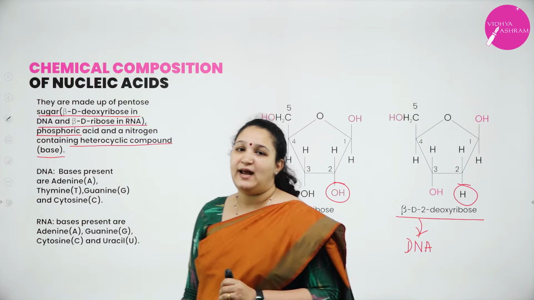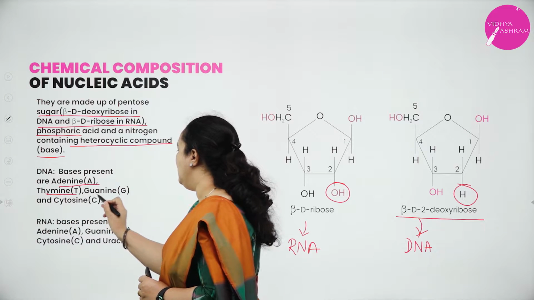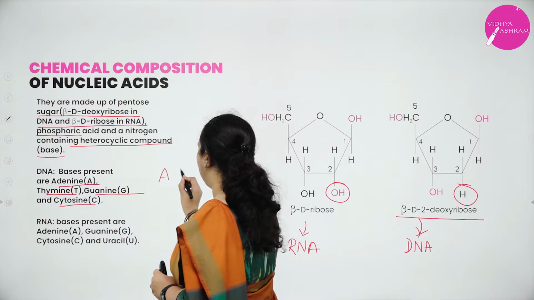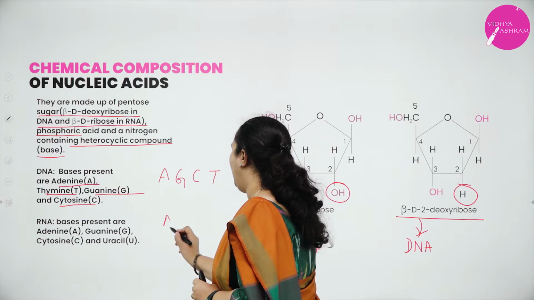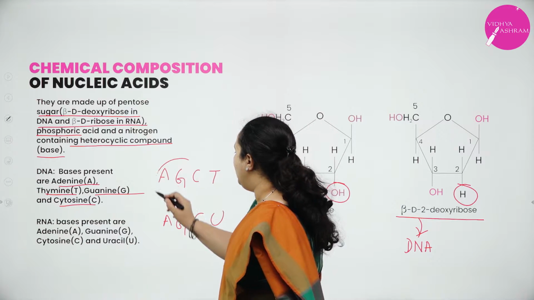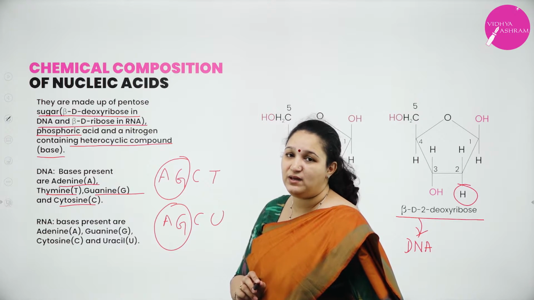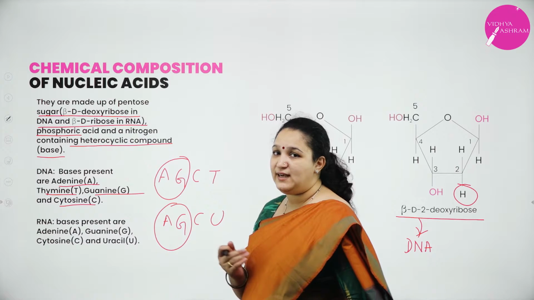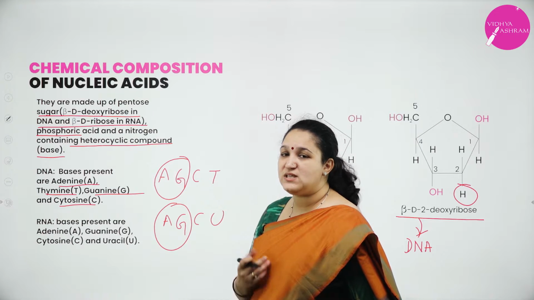When it comes to the nitrogenous base, DNA has got adenine, thymine, guanine and cytosine, A, G, C, T, and RNA has got A, G, C, U. Okay. Now, A and G are purines, C and T, that is cytosine and thymine, are pyrimidines. Cytosine and uracil are also pyrimidines. So you have three types of pyrimidines, that is cytosine, thymine and uracil, and two types of purines, adenine and guanine.